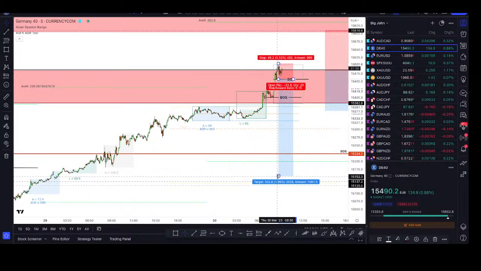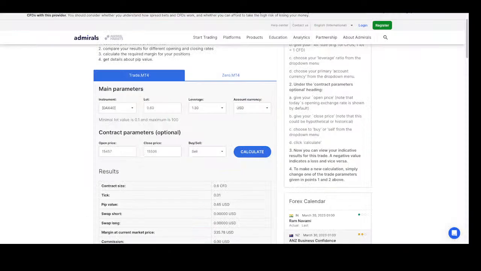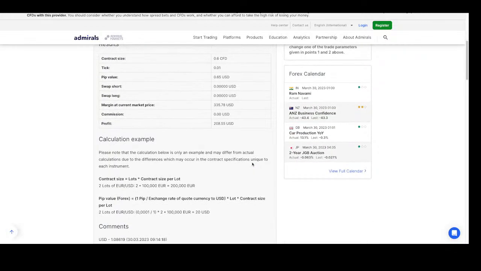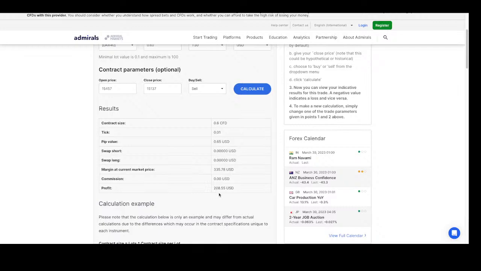So if this gives me my trade setup, you can see here, this will be a 1 to 6 trade. And that's 15137. So if it goes to take profit, I'll make $200 on this trade.